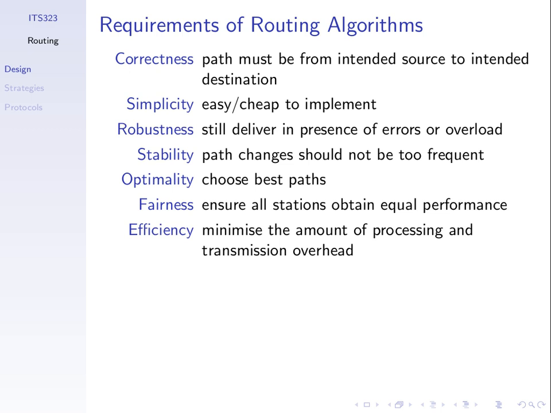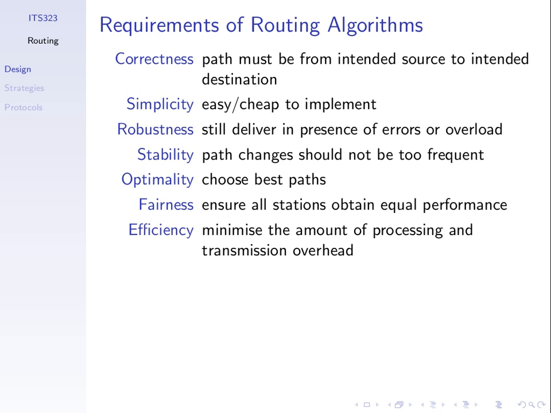So if we have a problem, say on this link, then we'd like a routing algorithm to be able to avoid such a problem. That's what we mean by robustness. In the presence of errors or overload, find an alternate path.